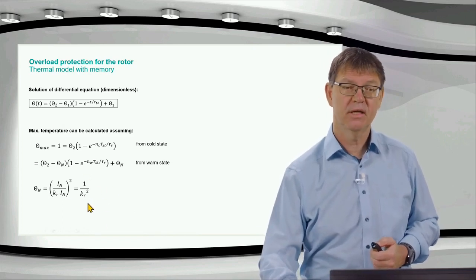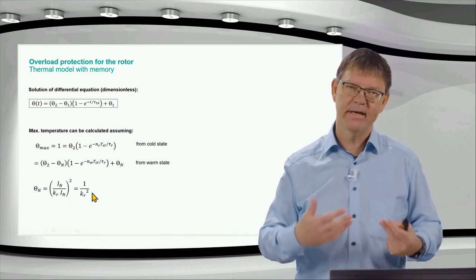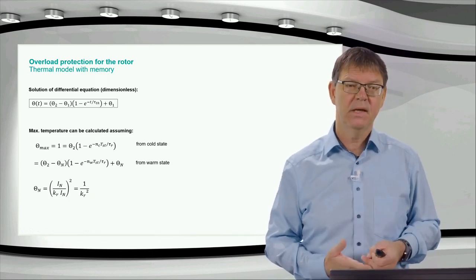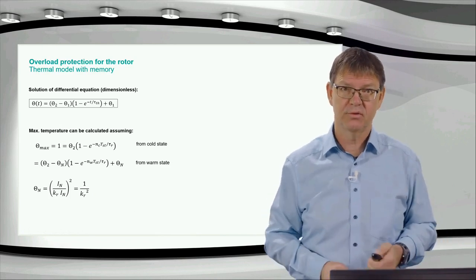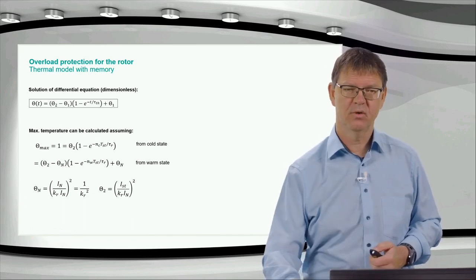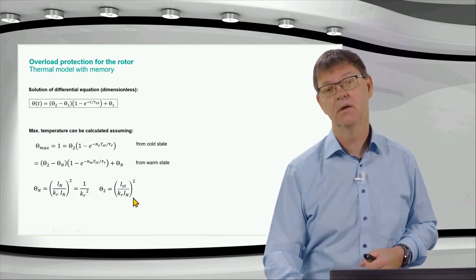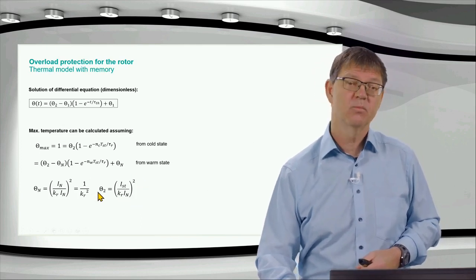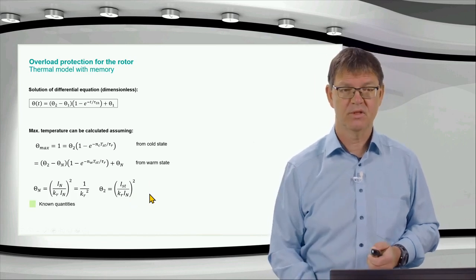It's 1 over kr square. R indicates this is now the k factor for the rotor, as a difference to the k factor which we discussed last tutorial for the stator. And the end temperature is basically what you see here, the starting current divided by k times In to the square. The temperature always goes with the square of the currents, roughly spoken.